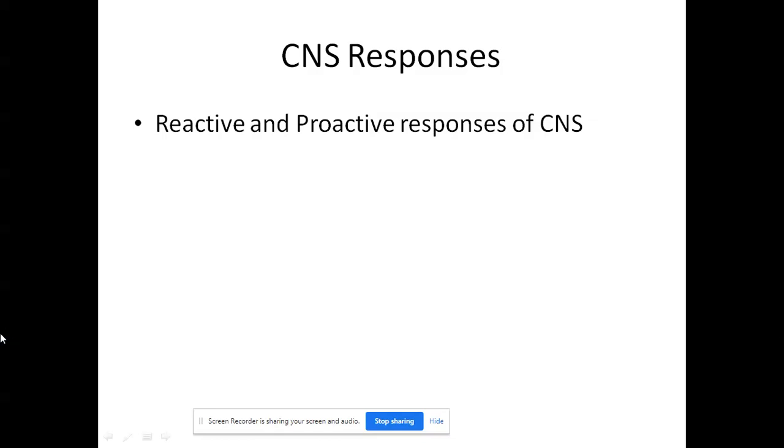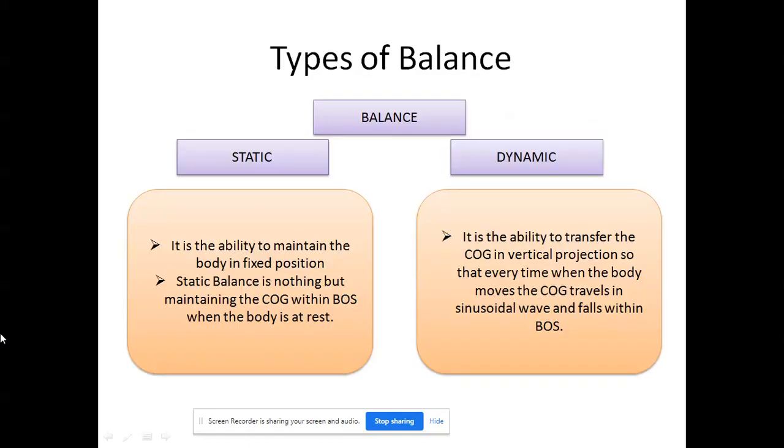So, in order to maintain this balance, when you're hungry, go to the kitchen, come back to the chair, sit and eat, is nothing but your proactive response provided by the CNS in order to maintain balance.